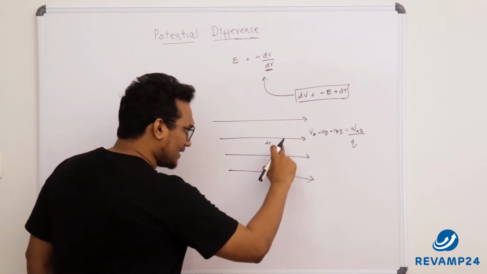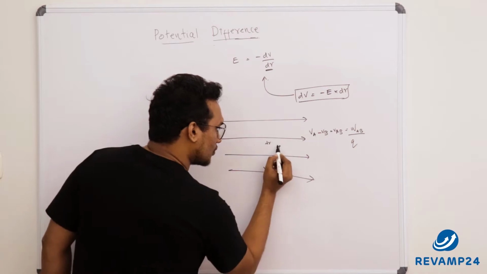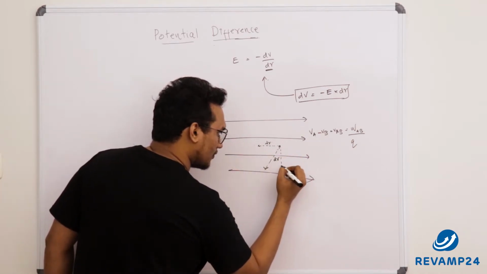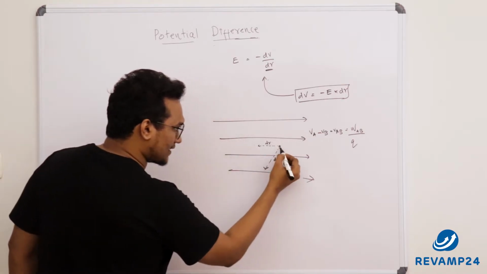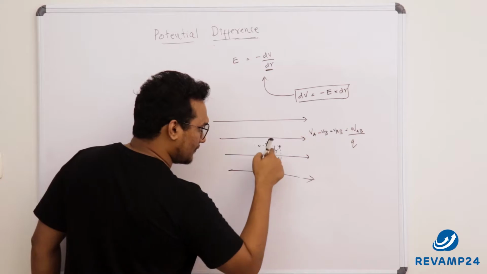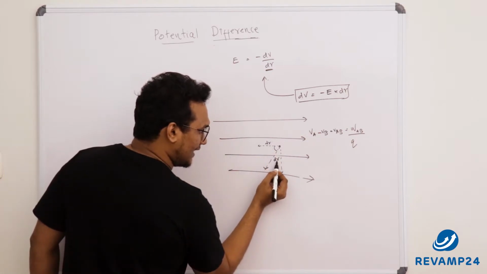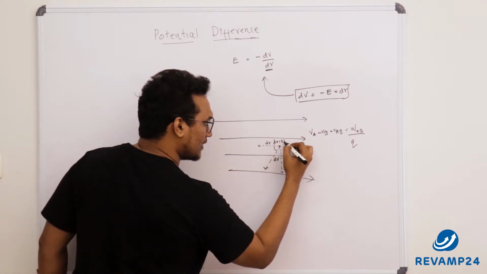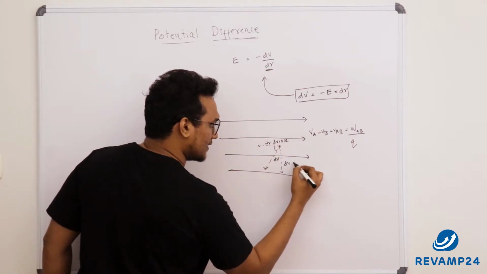Now see, this displacement can be split into two. One is parallel and another one is perpendicular. So basically this is a vector, right? This vector can be split into two. When dr has been split in these two directions, this will be dr cos theta and this will be dr sin theta.